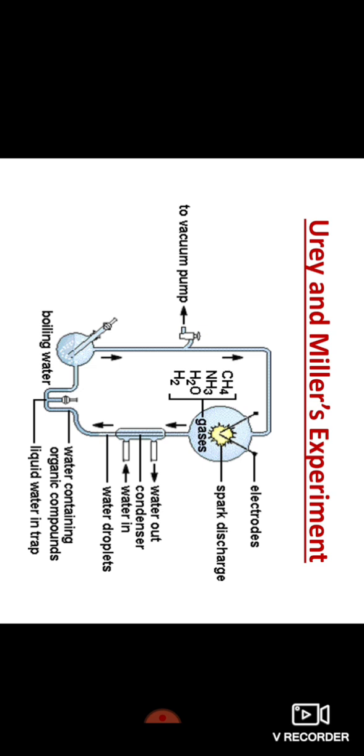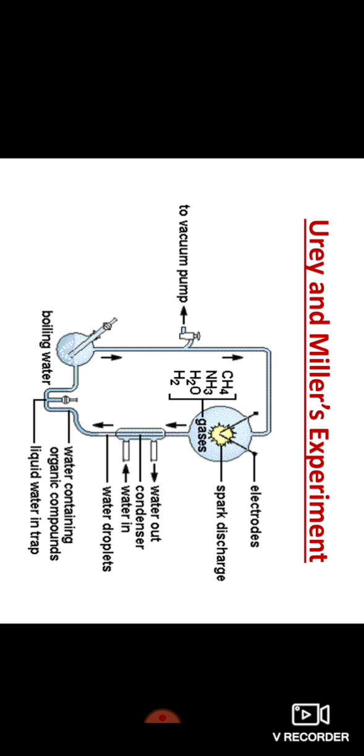This diagrammatic representation shows the closed container glass apparatus which was prepared artificially by the scientists Urey and Miller in the laboratory. The condition they created, just like the origin of Earth, shows the primitive atmosphere. They designed a glass apparatus called a spark discharge apparatus. This apparatus was first sterilized, which means the complete absence of microbes.